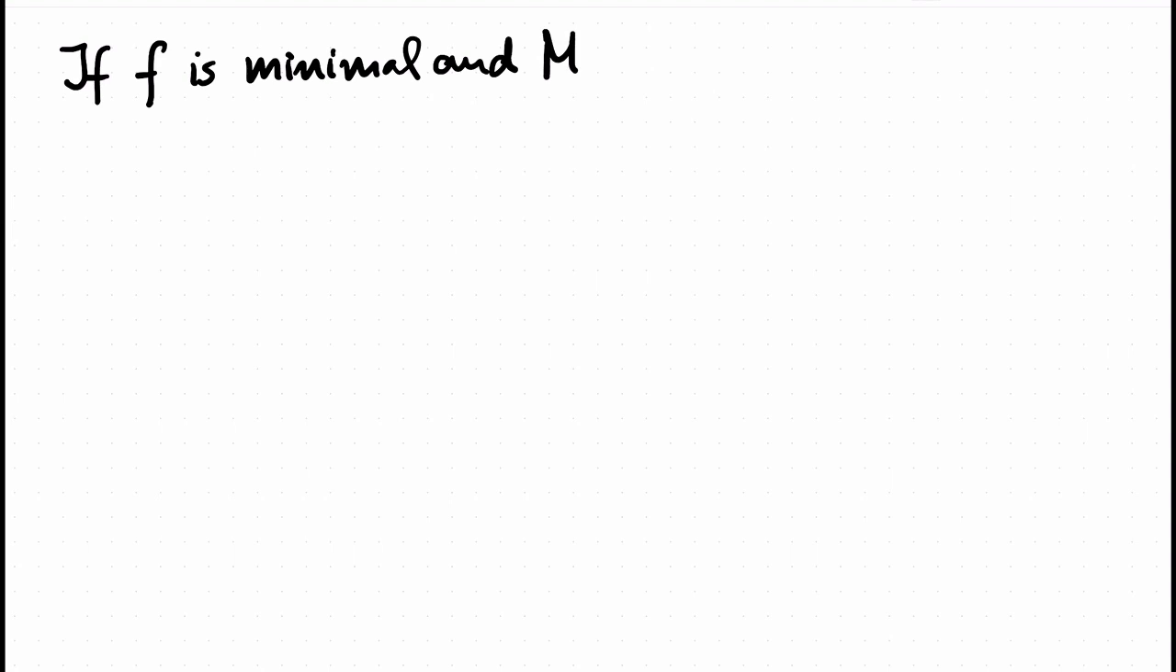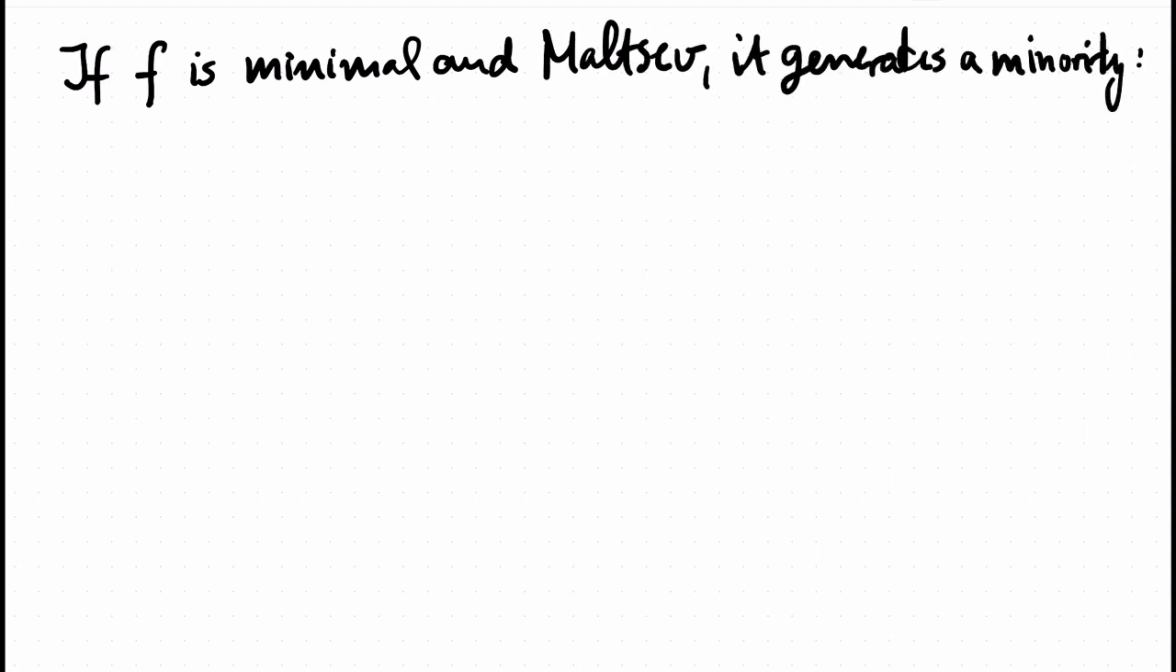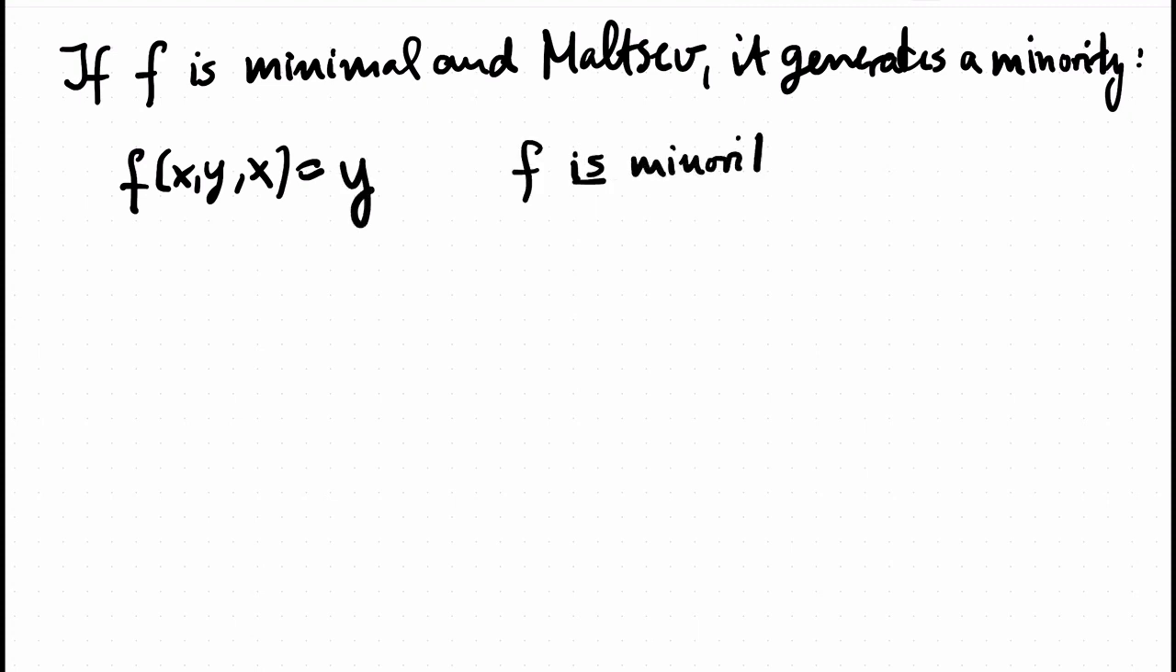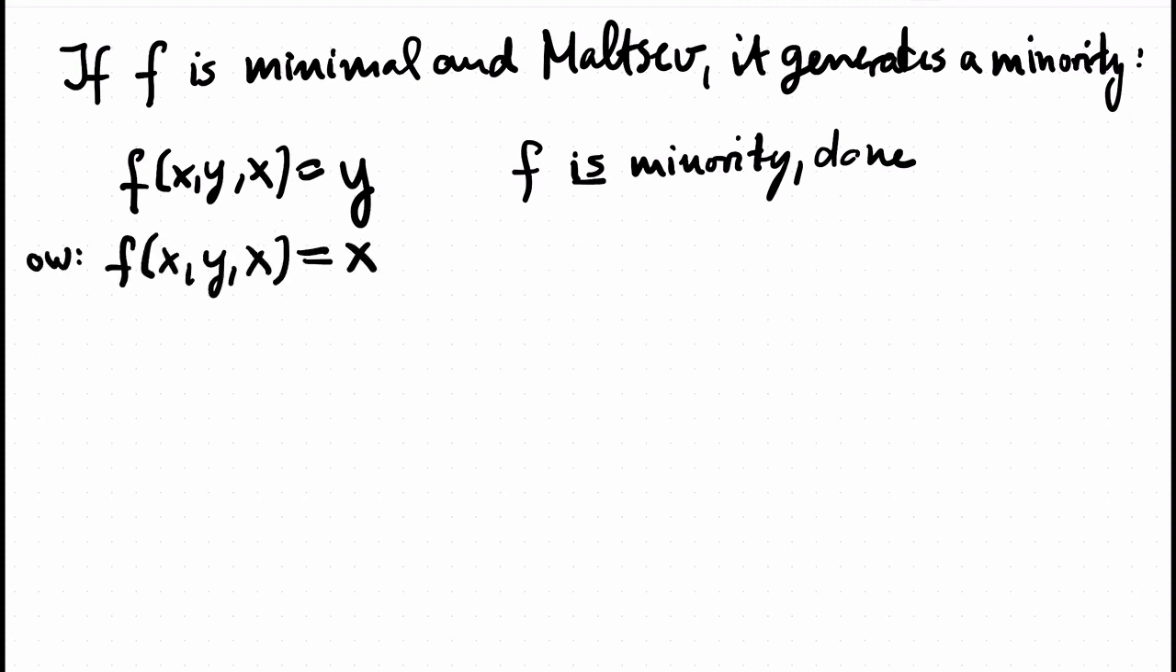If f is minimal and a Maltsev operation, it generates a minority operation. To see this, we consider again the operation f of x, y, x. If the result is the second projection, then f is a minority, and we are done. Otherwise, f of x, y, x equals x.